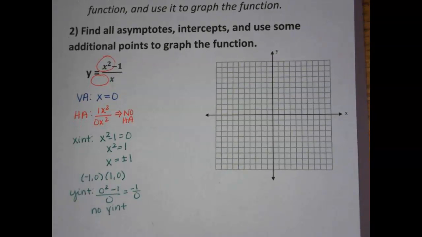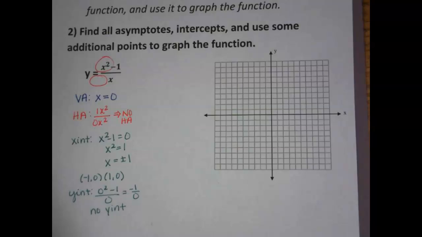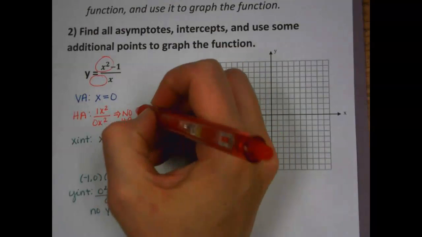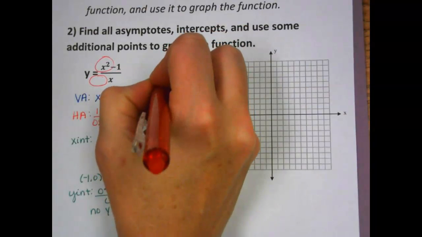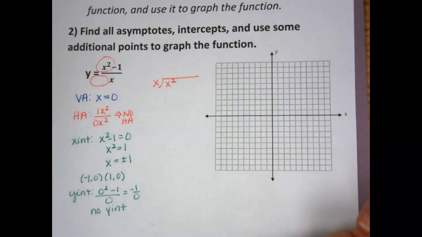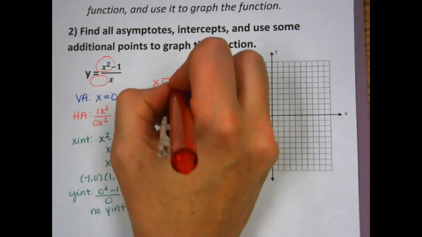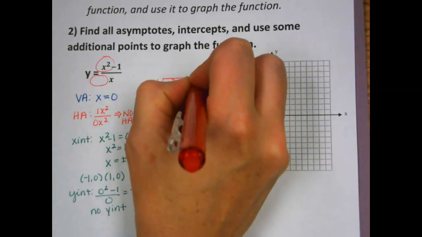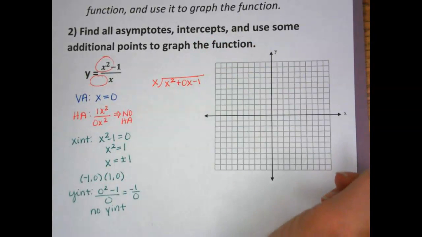Okay, so as we mentioned before, we're going to have to do some dividing because there was no horizontal asymptote. So I'm going to take x and divide it by x squared minus 1. Now I notice that I have an x term missing, so I'm going to put a 0x as a placeholder for when I'm dividing.